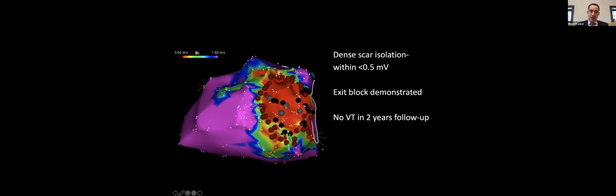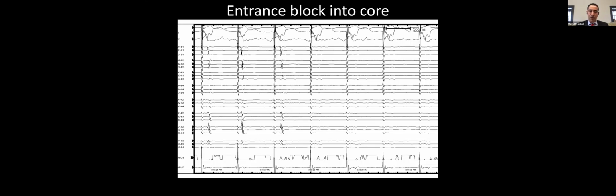And generally we try and ablate within that dense less than 0.5 millivolt scar. And afterwards exit block is achieved, and both of these patients have done well. Okay, so what does it look like to achieve entrance block and exit block? If you do a fib ablation, then this should all be very familiar.